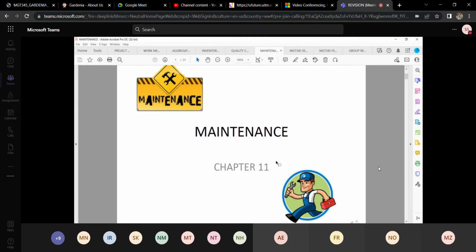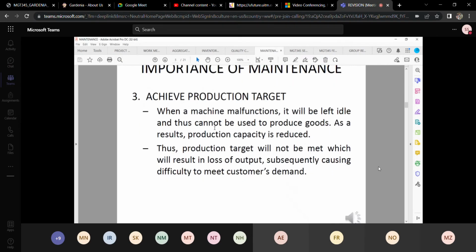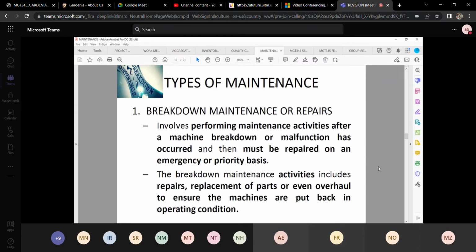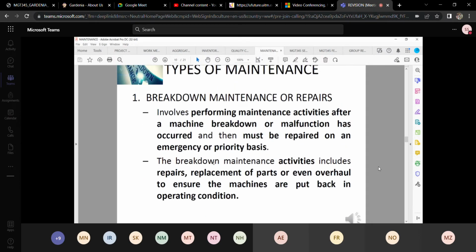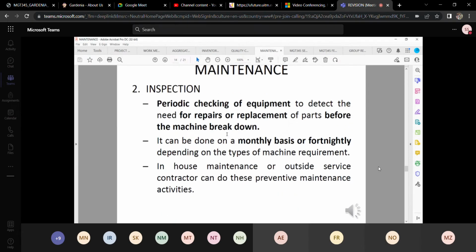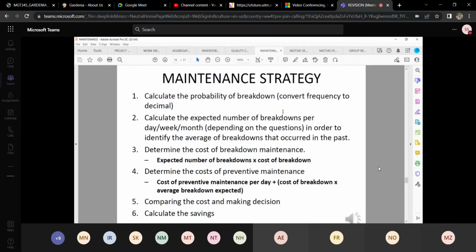Next, the last topic is maintenance. Definition, you should know the 8 importance of maintenance. Okay, the 2 types of maintenance, which consist of breakdown maintenance and preventive maintenance. You should know the definitions and activities for breakdown maintenance and preventive maintenance. The 2 types of preventive maintenance, which consist of routine maintenance and inspection. Should know the definition and also the examples of the maintenance. Okay, and then the 6 steps in selecting the best maintenance strategy.